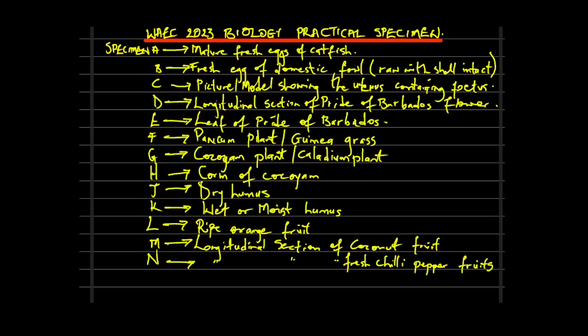So moving further now, we'll be picking each of these specimens one after the other. We'll be starting from our Specimen A. We know that our Specimen A is the mature fresh egg of catfish. So we are going to have to explain this quickly.